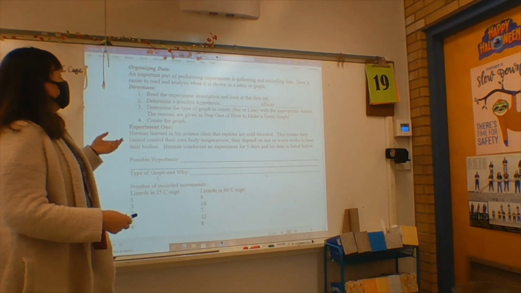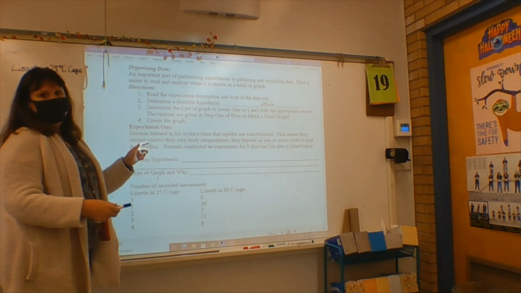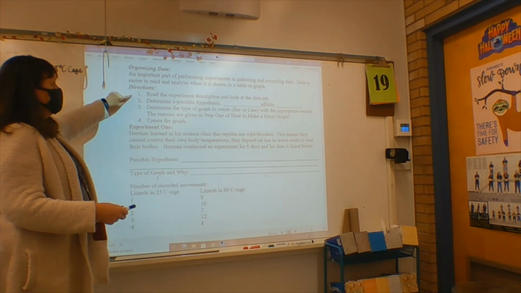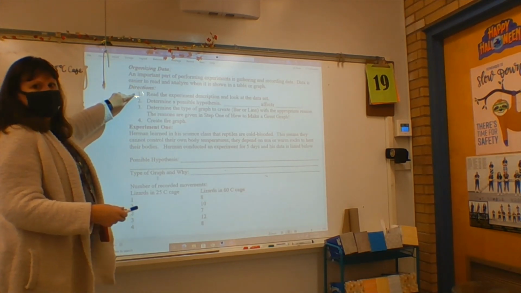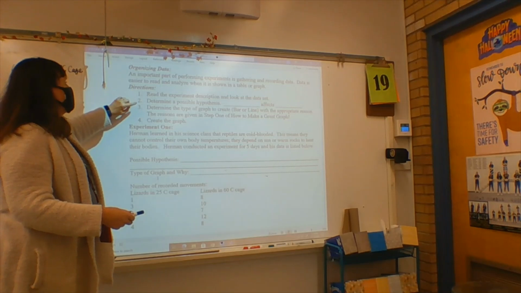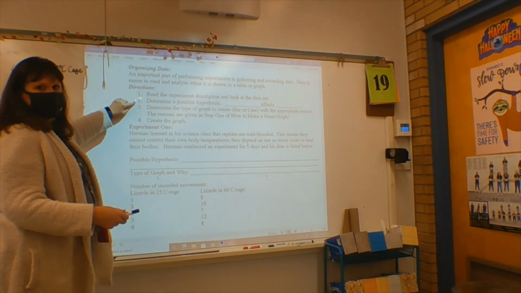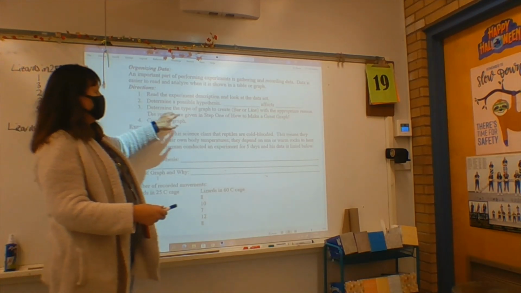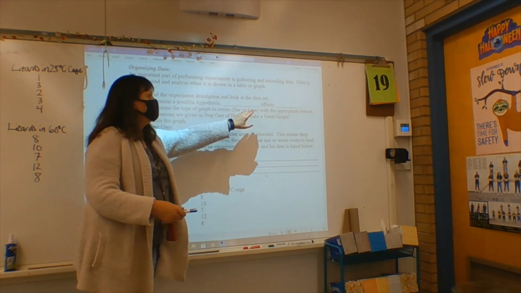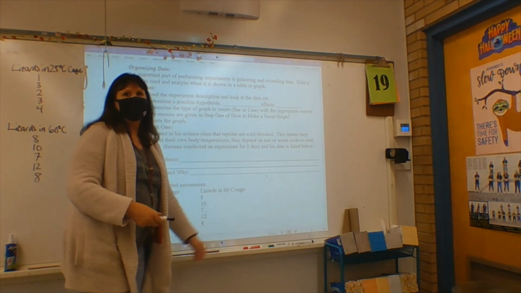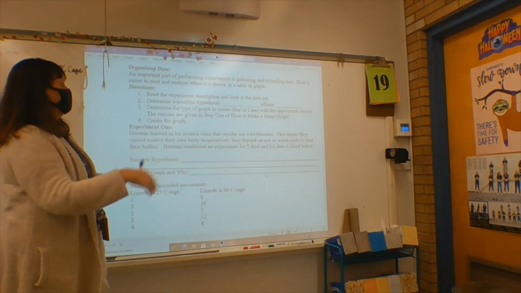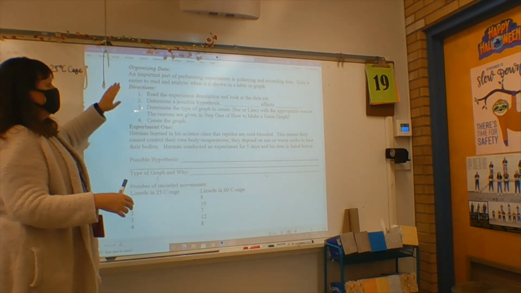So when you're doing this, here is your job, okay? You are going to read the experiment description and then look at the data set that we provide. You are going to determine a possible hypothesis, and this is the way we phrase our hypothesis. Something always affects something else. So you have to say blank affects blank. Then you're going to do step one.